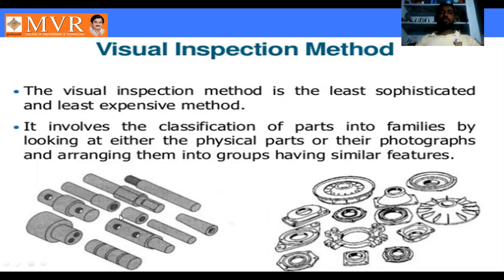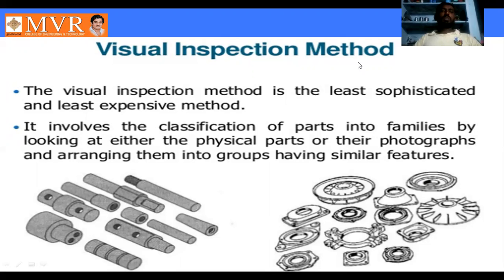In this visual inspection method, how are they arranged? By looking at either the physical parts or photographs and arranging them into groups having similar features. Those that have similar features in the physical parts and photographs are grouped with each other. So this we can call the visual inspection method.